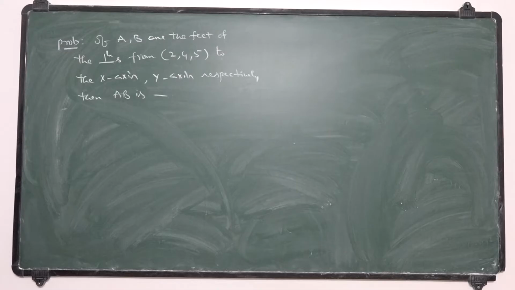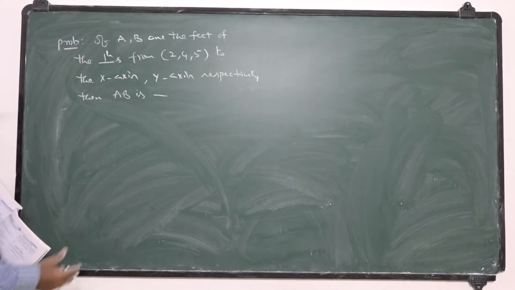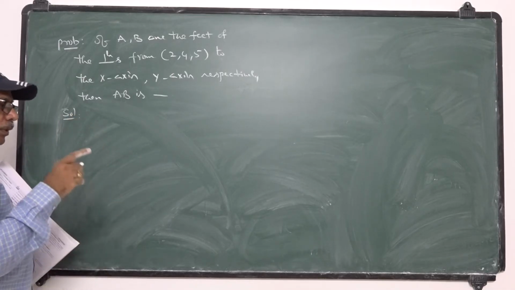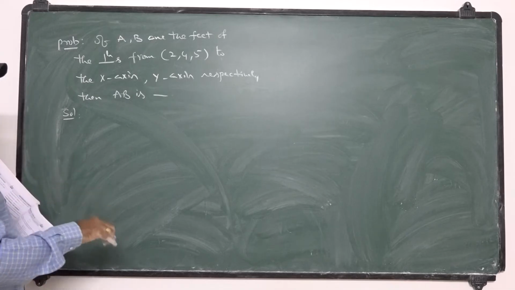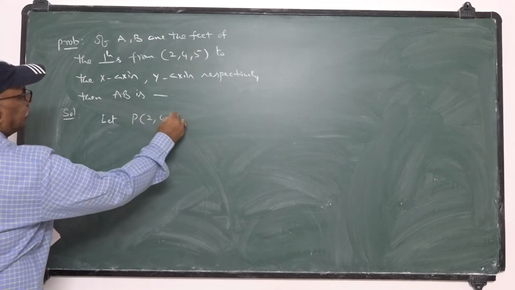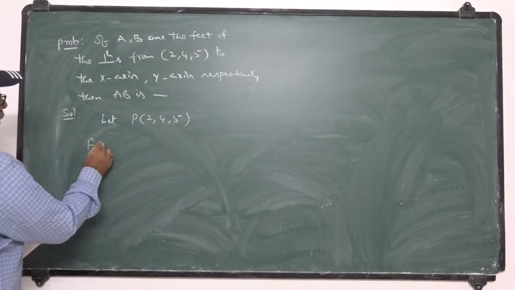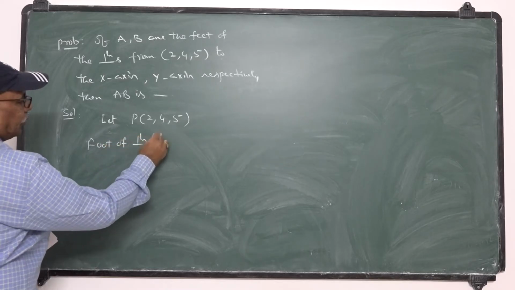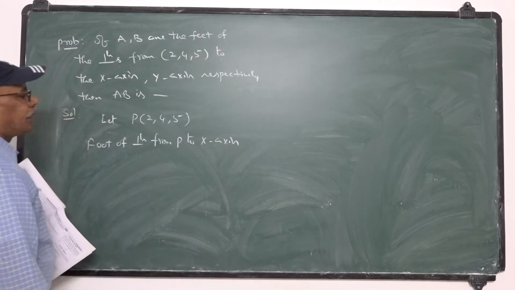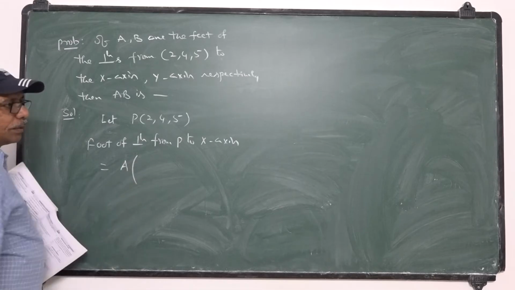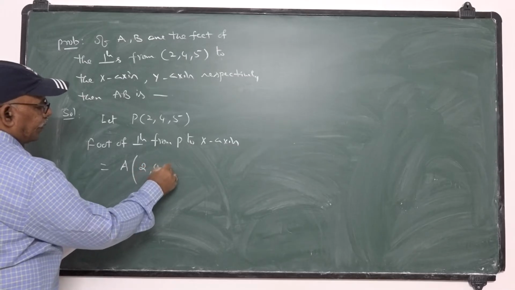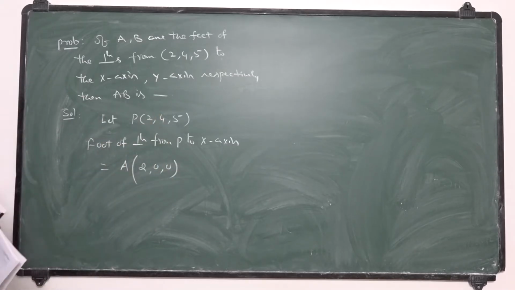The feet of the perpendiculars from the point to the x-axis and y-axis, coordinate axes, not coordinate planes. The feet of the perpendicular from the given point in space to the axis here. Let P be 2, 4, 5. Foot of perpendicular from P to x-axis, that is A. On x-axis, y and z coordinates are 0. Hence, the foot of the perpendicular from P to x-axis is 2, 0, 0.